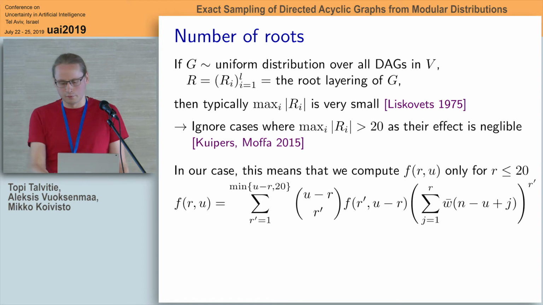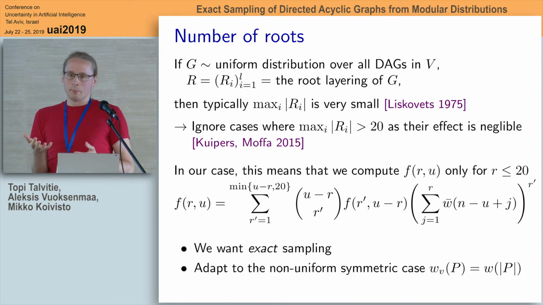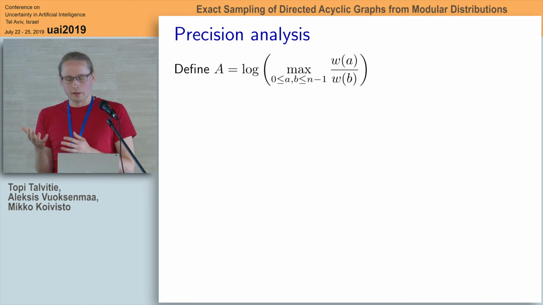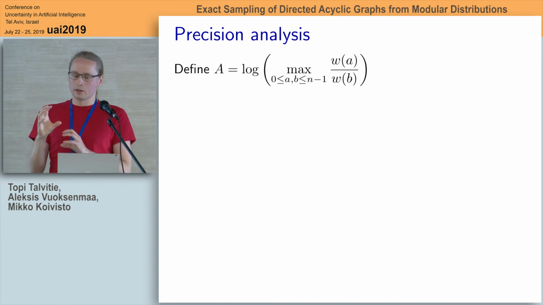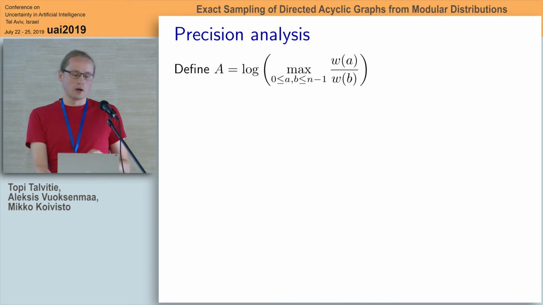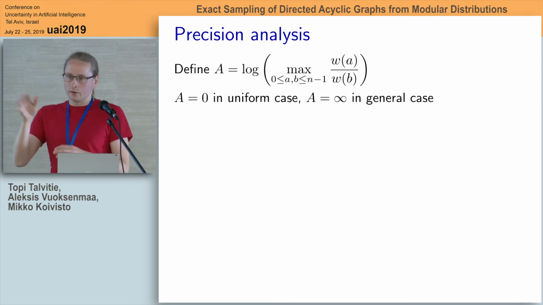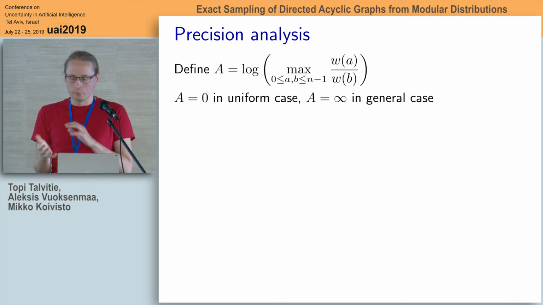But this is not really enough for us, because we want exact sampling, and it's not okay if it cannot find all the DAGs. And also, we have a more general case of the symmetric case. So we have to adapt this a bit. So we define this number A, which is defined as the logarithm of the largest ratio between two parent set weights. So it tells us how far away we are from the uniform case. A is 0 in the uniform case, and it could be infinity in the general case, but usually something in between.